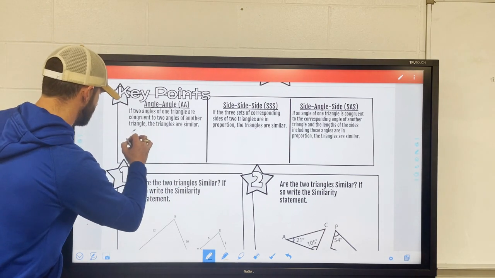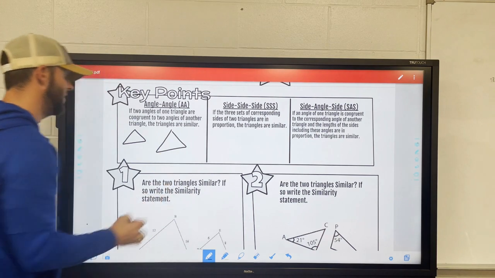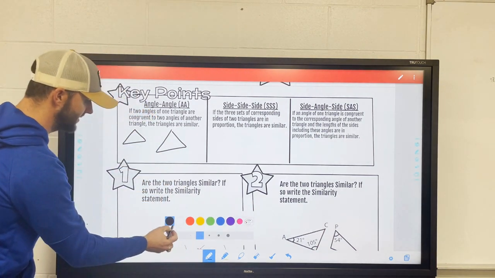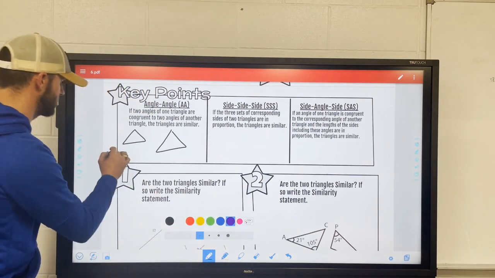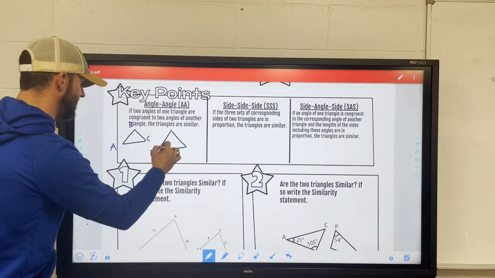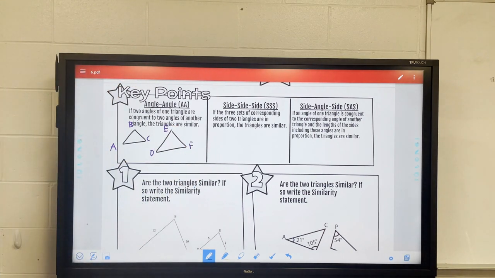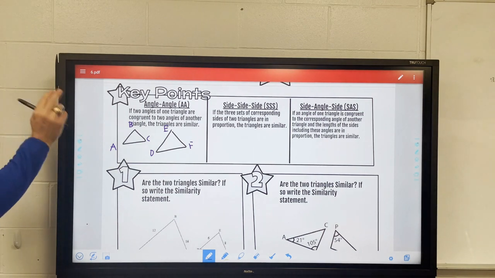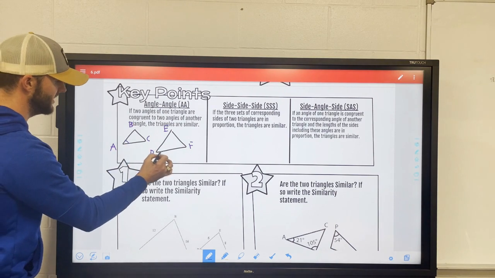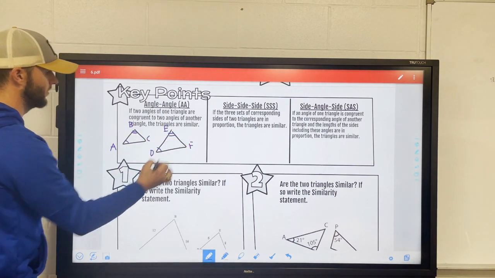So I'm going to draw two different triangles. Right now I have one triangle that's smaller and one triangle that's bigger. In this instance, I'm going to name this triangle ABC. I'm going to name this DEF. Okay? So right now, I have two triangles and two angles are congruent to each other. Let's say angle A and angle D are congruent to each other, and let's say angle B and angle E are congruent to each other.